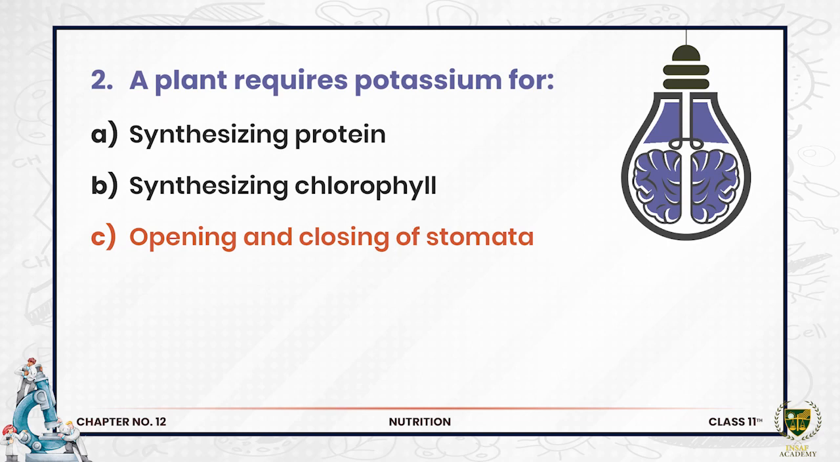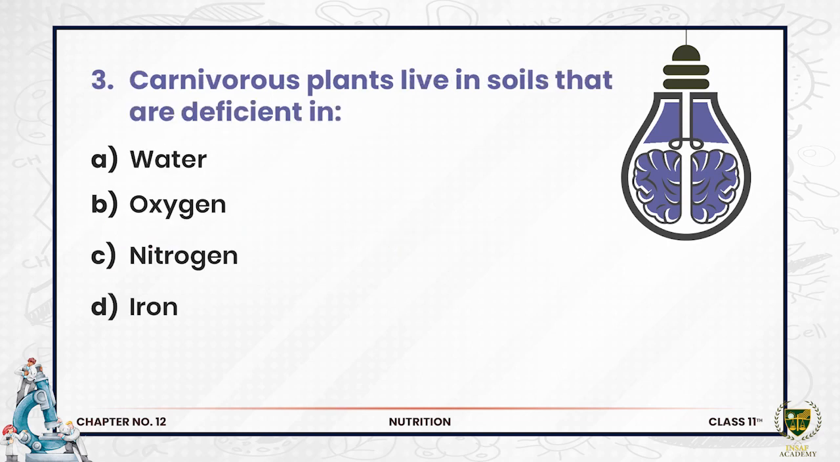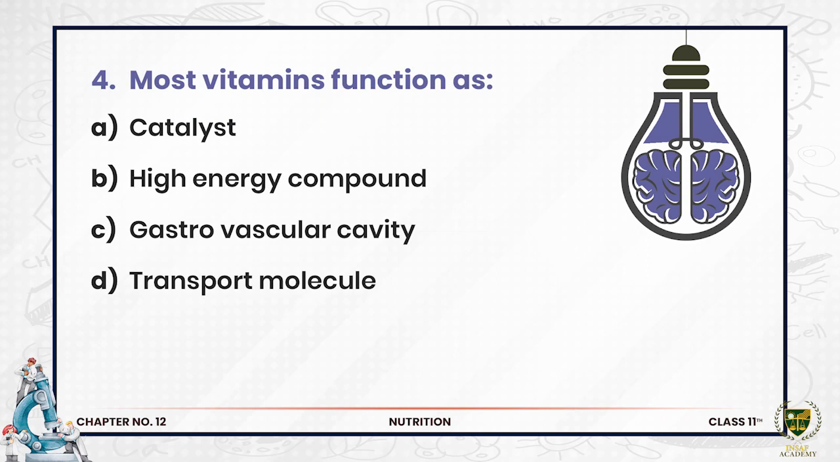MCQ number 3, it says, carnivorous plants live in the soils that are deficient in alpha option water, beta option oxygen, Charlie option nitrogen, and delta option iron. So the correct answer is Charlie option, that is nitrogen. Number 4, most vitamins function as alpha option catalyst, beta option high energy compound, Charlie option gastrovascular cavity, and delta option is transport molecule. So the correct answer is most vitamins function as catalysts, alpha option.